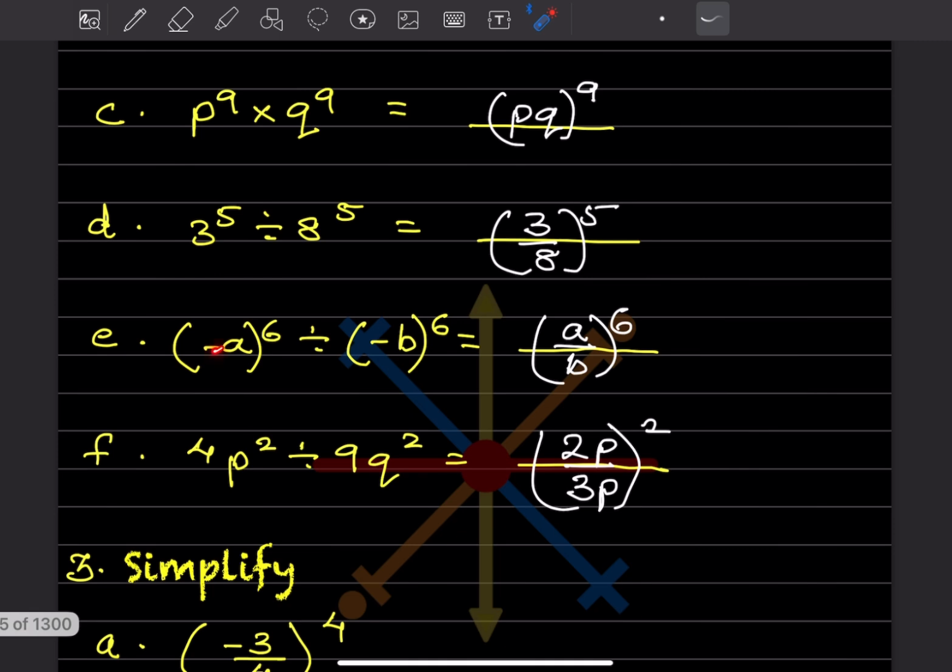So now what we can do here, again the division sign, these both are different and this is the same. So minus a divided by minus b. So minus divided by minus, that is going to be plus. So that is going to be ab and this is going to be raised to 6.